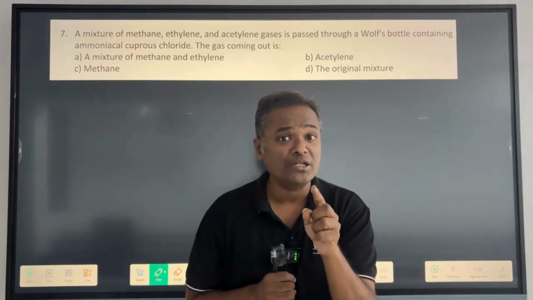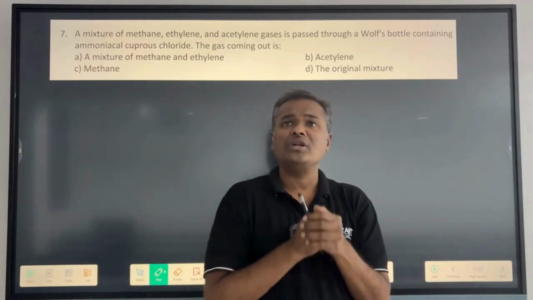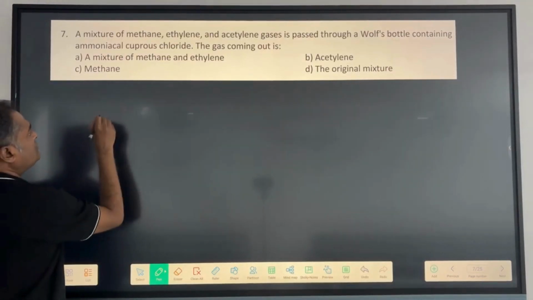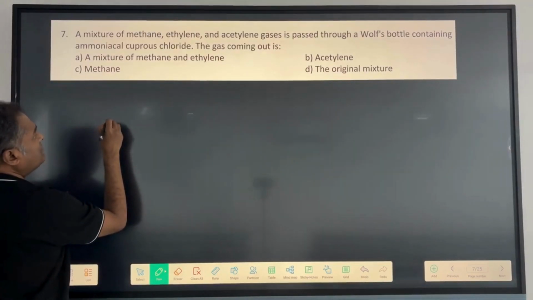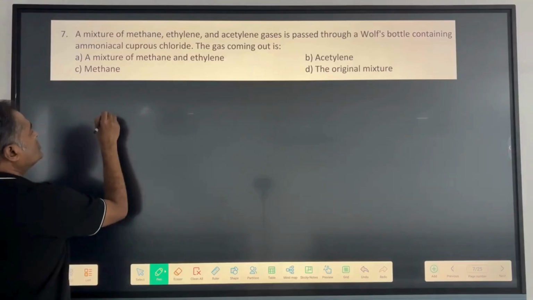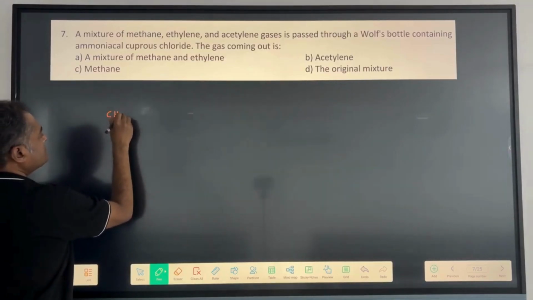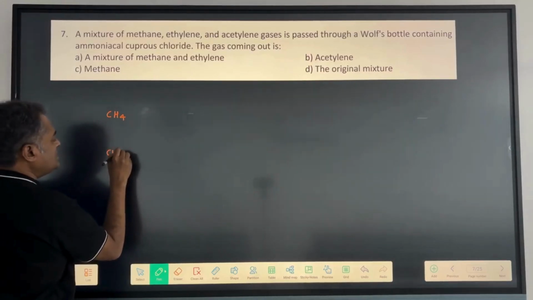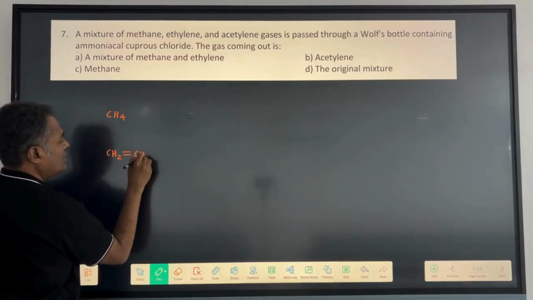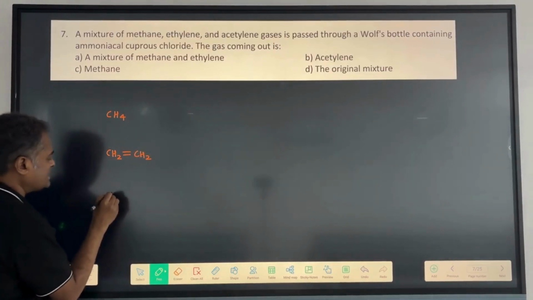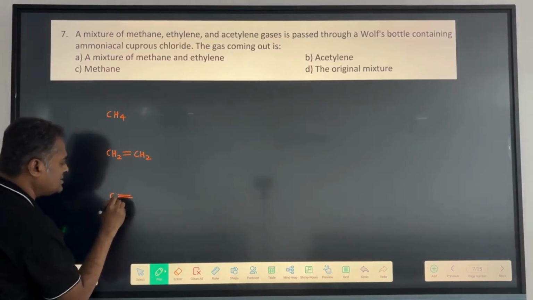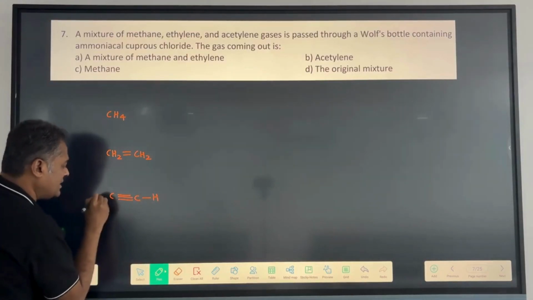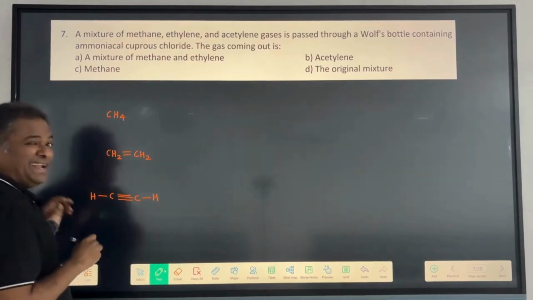Now, what is ammoniacal cuprous chloride? Let us see over here. I have taken 3 compounds. The first one is nothing but methane, the second is ethene. The second compound is ethylene, which is an alkene, ethene. And the last compound given to you is acetylene. Now, acetylene is nothing but a 2 carbon atom triple bonded compound. Now, when you treat this with ammoniacal cuprous chloride, what will happen?